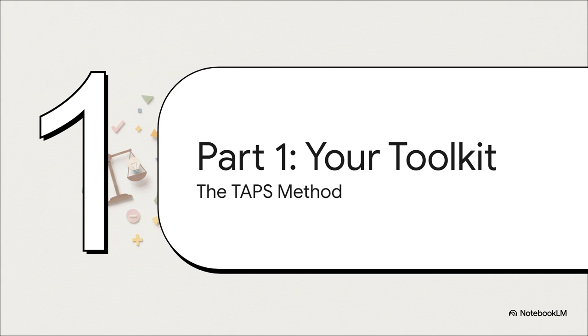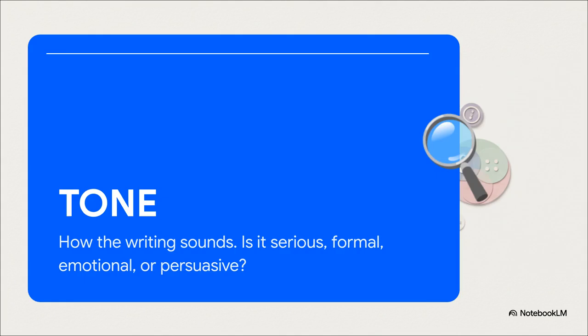Before you can even think about writing a single word, you've got to understand what you're looking at. And that is where the TAPS method comes in. It's an acronym and it stands for tone, audience, purpose, and style. So let's start with T for tone.